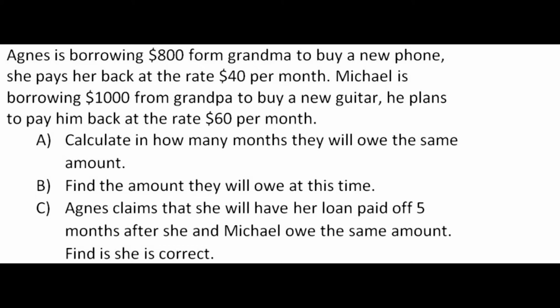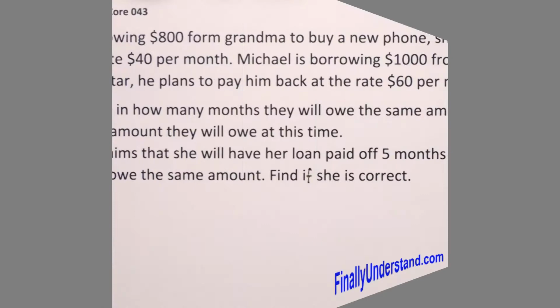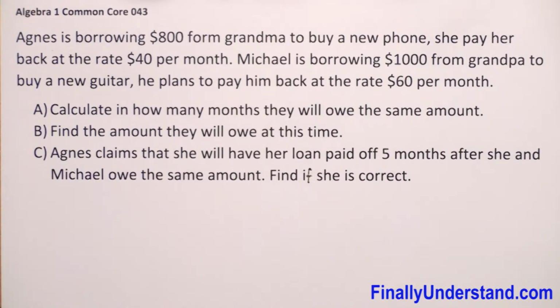Agnes is borrowing $800 from Grandma to buy a new phone. She pays her back at the rate of $40 per month. Michael is borrowing $1,000 from Grandpa to buy a new guitar. He plans to pay him back at the rate of $60 per month.